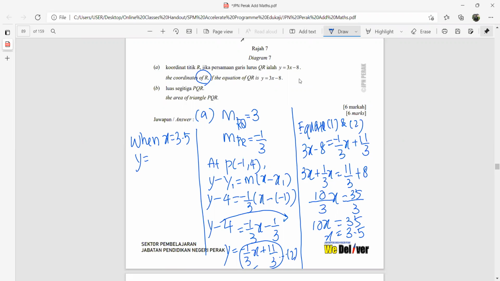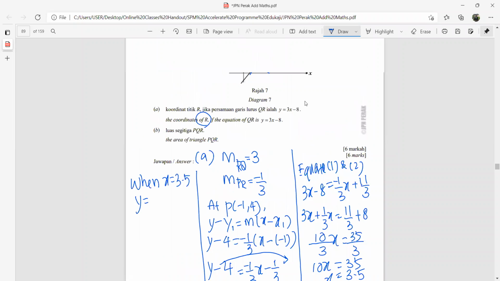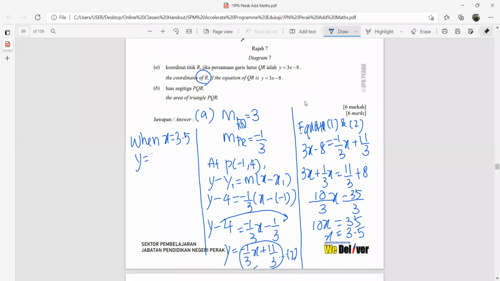So when x is 3.5, you have to find the y coordinate. y equals, you can substitute into either equation, right? You solve whichever is easier. 3 times 3.5 minus 8. So y equals 2.5. Okay? Easy, right?